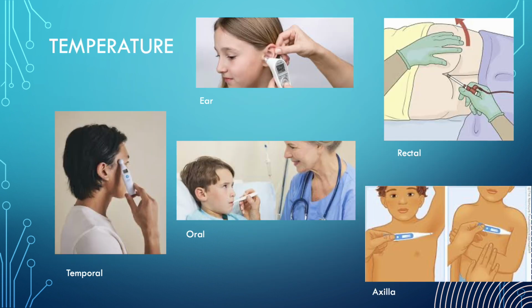There are 5 main locations where we can take temperature, and you probably have experienced most of these. So the first is temporal, or the side of your head or your temple. We also have ear as a thermometer place, oral, underneath the tongue, axilla, or in the armpit, or rectal temperature. Rectal temperature is the most accurate. It is most commonly done in infants, but it is also done if you suspect somebody of having heat stroke. So rectal temperature does have its place.